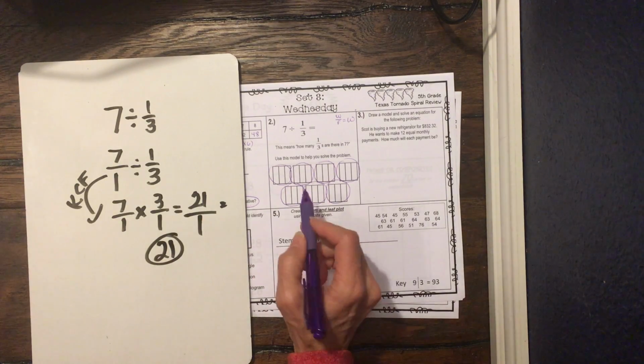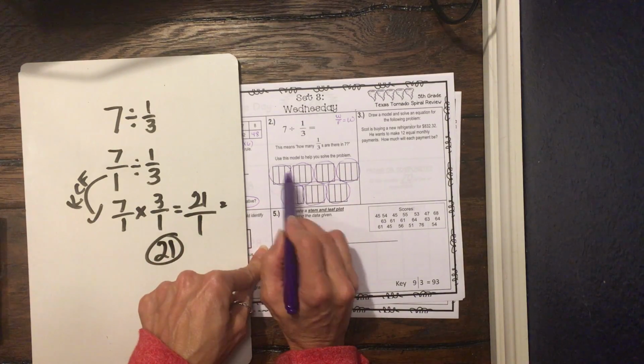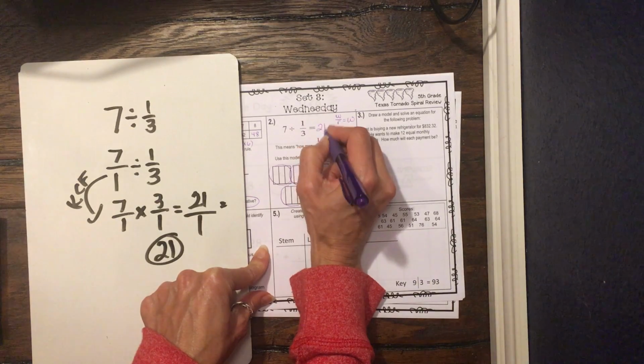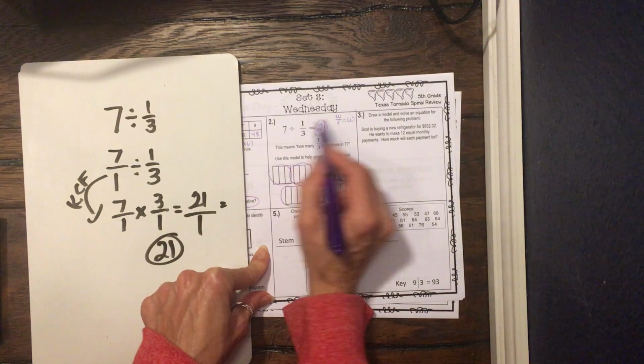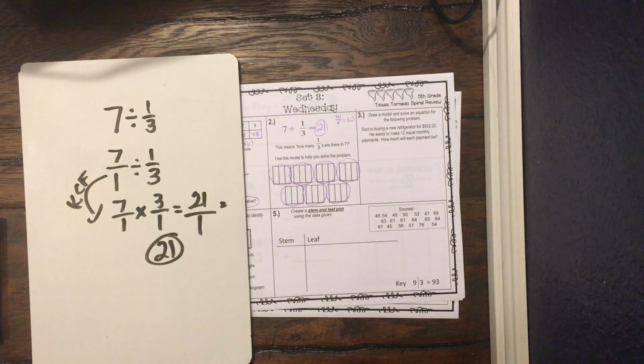So let's do that. We can count by 3s. We can actually sing our 3 song because there's 3 in each side. So 3, 6, 9, 12, 15, 18, 21. We do have 21. Did it fit our pattern? Whole divided by fraction equals whole. Yes, we got a whole number, so we're done.